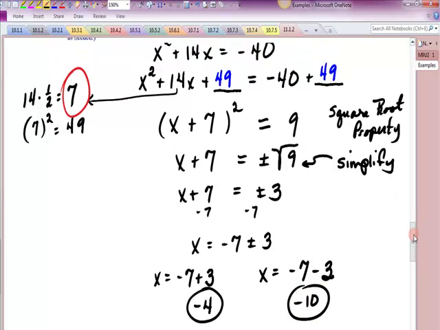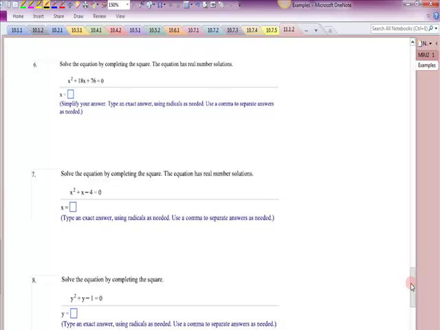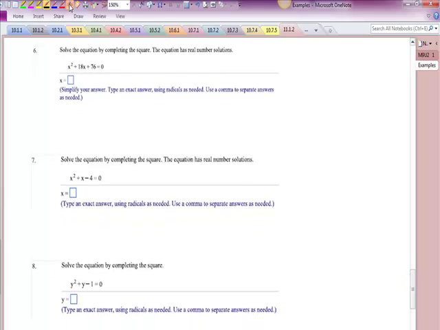All right, so this is completing the square. Once you complete the square and write the perfect square trinomial as a binomial squared, then you use the square root property, which was the last lesson. All right, let's do a few more. Give myself plenty of room.